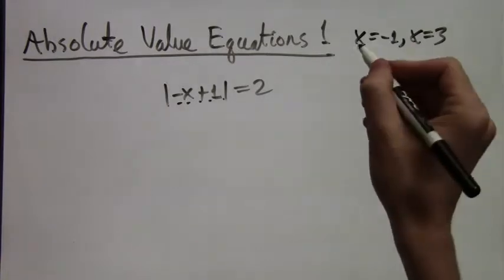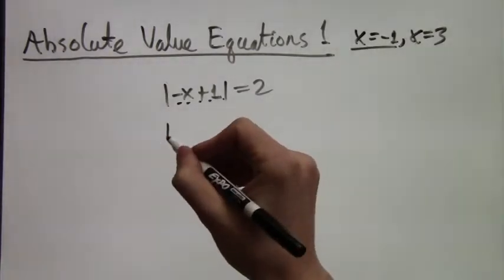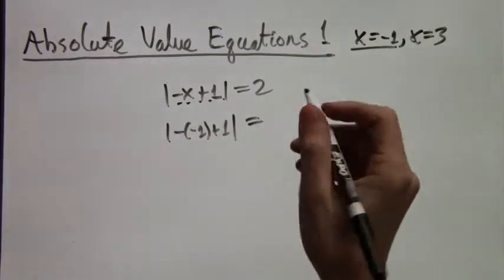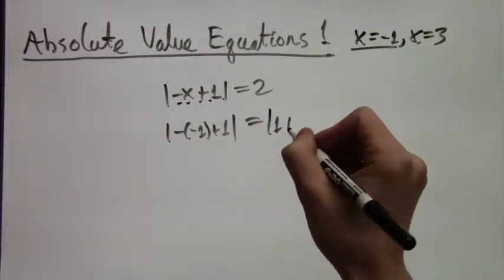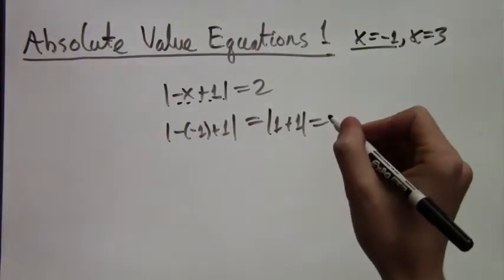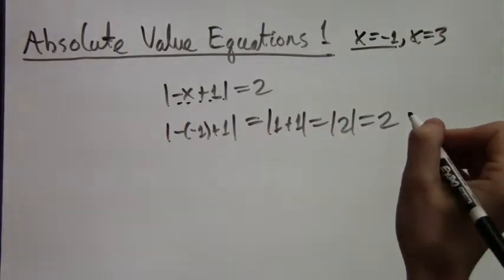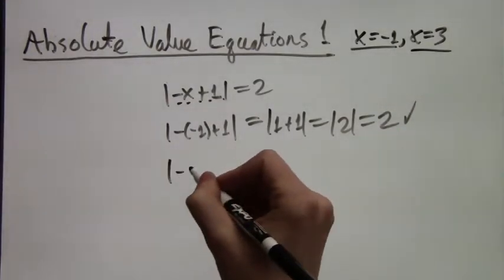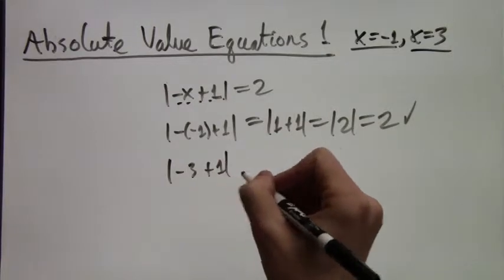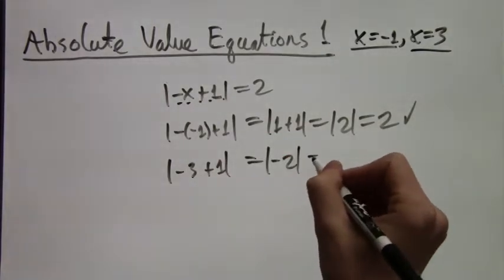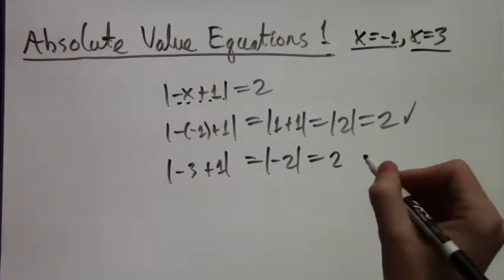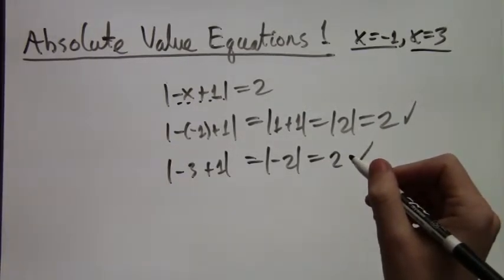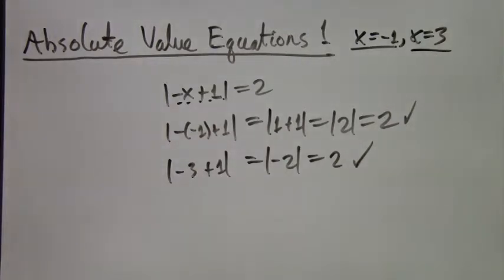So first let's plug in x equals negative 1. Negative 1 plus 1 is equal to... well, the expression inside becomes 1 plus 1, which is equal to 2. And then we take the absolute value of that, and since it's positive, it's just itself, 2. That's all good. Now let's plug in 3. Negative 3 plus 1 equals negative 2. When we take the absolute value, we get rid of the negative sign and we get 2 again. So both of these answers do work. They're good. All right.